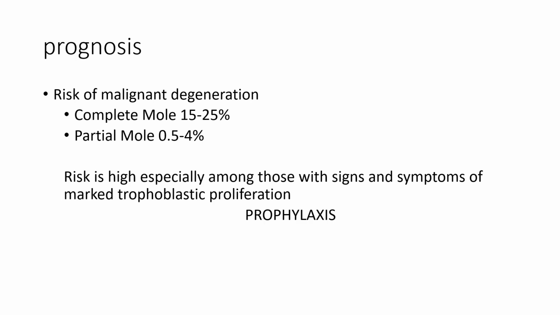So for prognosis, the risk of malignant degeneration of a complete mole is 15 to 25%. Partial mole is 0.5 to 4%. That is why risk is high, especially among those with signs and symptoms of marked trophoblastic proliferation. That is why prophylaxis is needed.